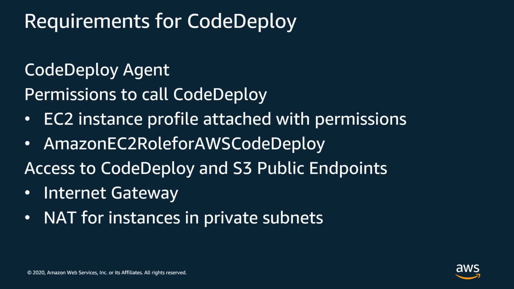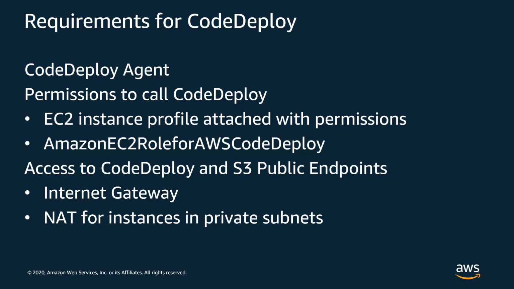Before I can have my applications installed on my EC2 instances, I'll need to fulfill a few prerequisites. First, I'll need to have the CodeDeploy agent installed on my EC2 instances. This agent is what actually performs the installation on these instances. Next, CodeDeploy is an AWS service, and like any other AWS service, you need to ensure that you have permissions to call it. So I'll define an EC2 instance profile, and I'm going to attach a managed policy named Amazon EC2 role for AWS CodeDeploy.